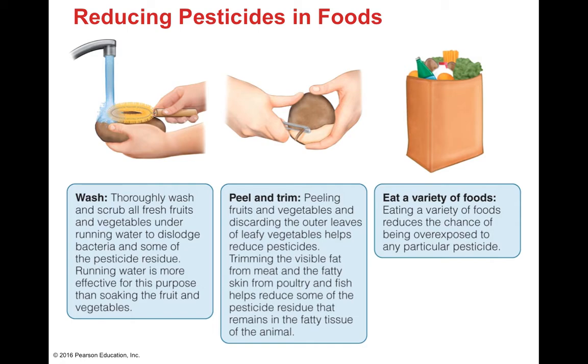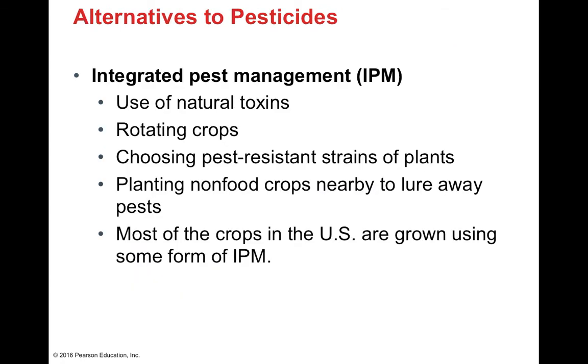Then if you can, you want to peel and trim any fruits and vegetables. So you're going to discard any of the outer leaves of leafy vegetables to help reduce the residual pesticides. And for your meat, you want to trim your visible fats and the fatty skins from poultry and fish to help reduce the residue that remains in the fatty tissue of the animal. And you want to make sure that you eat a variety of food. Therefore, you're going to reduce the chance of being overexposed to any particular pesticide because different foods will have different toxins in them. But if you keep a variety in your life, then you'll be exposed to low amounts of lots of toxins instead of high amounts of a particular toxin.